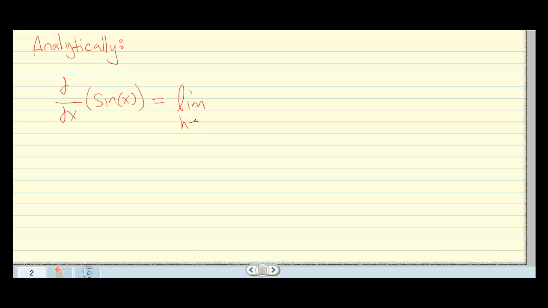So we can look at this as the limit as h goes to 0 of sine of x plus h minus sine of x, divided by h. And we can evaluate this limit. It's not an extremely easy limit to evaluate, but one of the things we can do is use an angle sum formula here to simplify this particular expression and allow us to express this just in terms of single arguments.